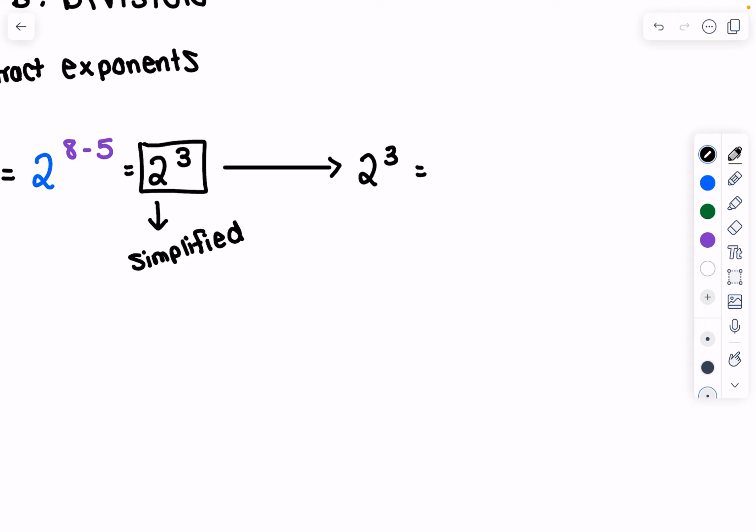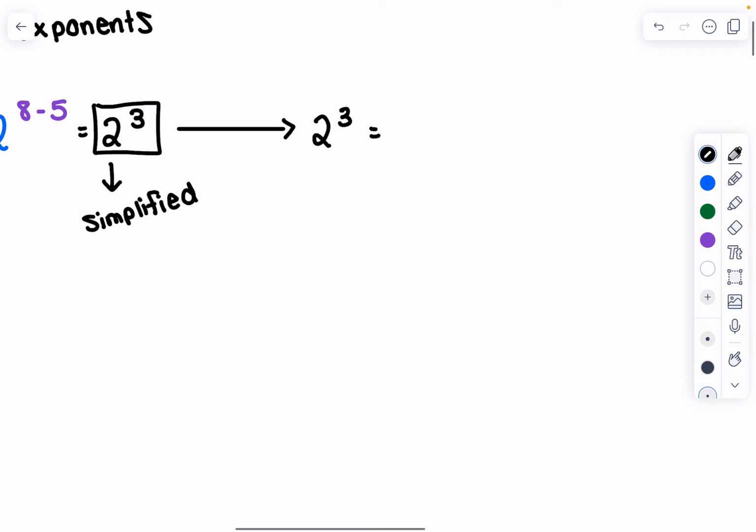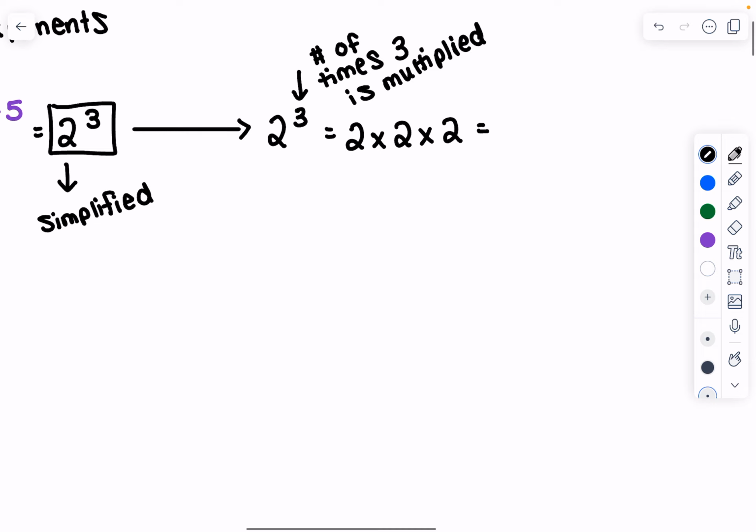That exponent tells you how many versions of repeated multiplication there are for groups of 2. I think it'd be easier just to show you. So 2 to the power 3, this 3 tells you the number of times 2 is multiplied. So it would be 2 times 2 times 2. If you want to expand it out, that's what it would look like. And then finally, if you want to evaluate, 2 times 2 is 4, times 2 is 8.